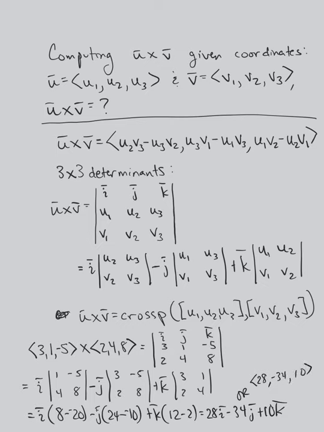Now, how can you check your answer is right? At least you can check the orthogonality, that your answer should be orthogonal to both of our given vectors. So this should be orthogonal to this vector, and this should be orthogonal to that vector. Remember, we talked about in the last video how you can determine orthogonality. You take the dot product, and the dot product should be 0.